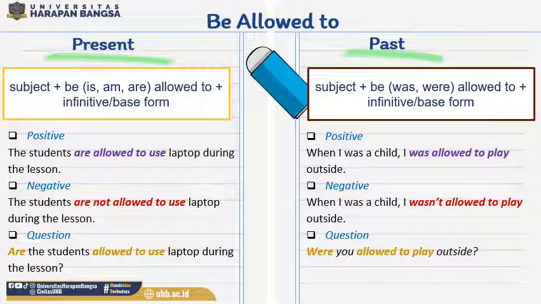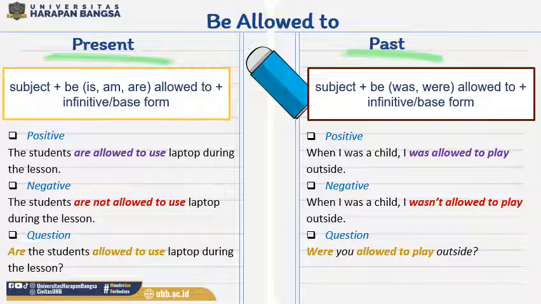Next, past. Kita punya pattern subject, be allowed to, and infinitive or base form. Yang membedakan dari bentuk present adalah to be yang dipakai. To be yang dipakai di sini adalah was atau were. Tergantung subjeknya. Kalau subjeknya tunggal yang dipakai adalah was, subjek plural yang dipakai adalah were. See the positive sentence. When I was a child, I was allowed to play outside.